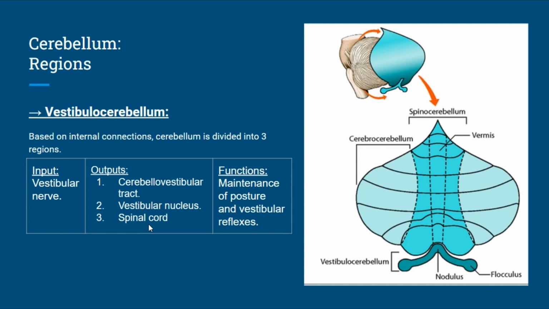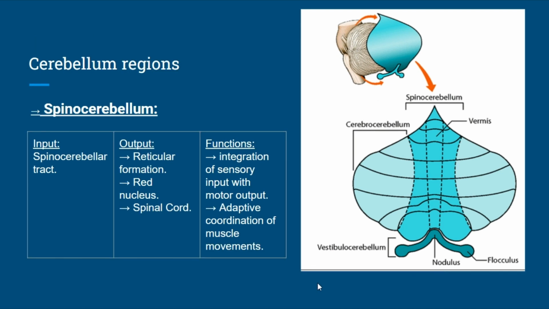So what are the functions? The function of the vestibular cerebellum is the maintenance of posture and the vestibular reflexes. So you look here, this region right here, which includes the nodulus and flocculus, the flocculonodular lobe, is basically the vestibulocerebellum. The second one is the spinocerebellum.